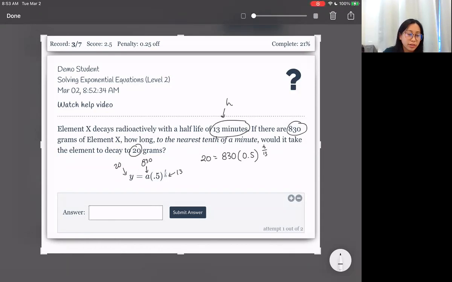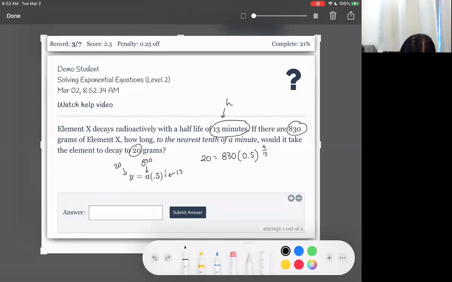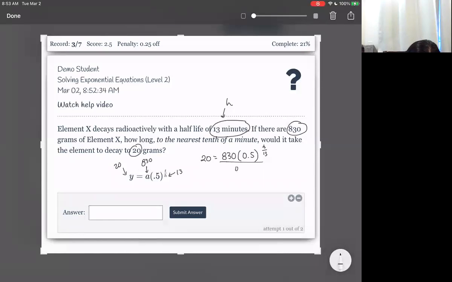Now we can solve by first getting our exponential by itself. So our exponential is this bit. So I want to get rid of that 830. So I'm going to divide everything by 830. And so we are left with, I'm just going to keep it as a fraction because I'm going to type it into the calculator later. Anyways, so 20 over 830 on the left side. On the right side, these cancel out. And we get 0.5 to the power of t over 13. So our exponential is by itself.